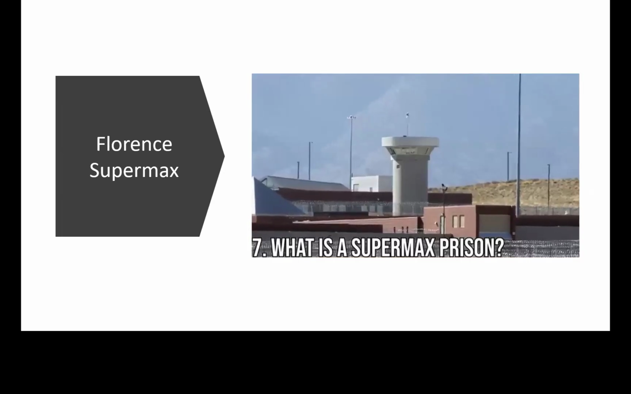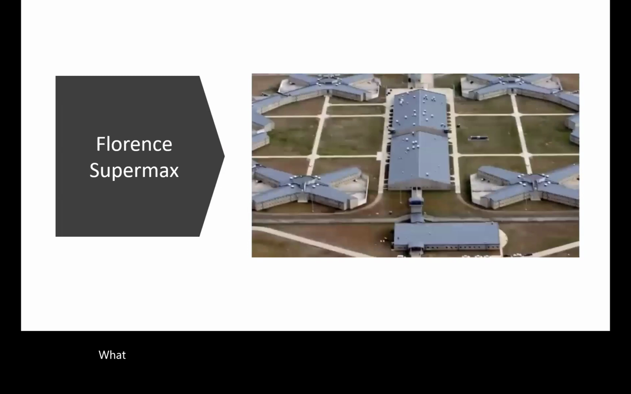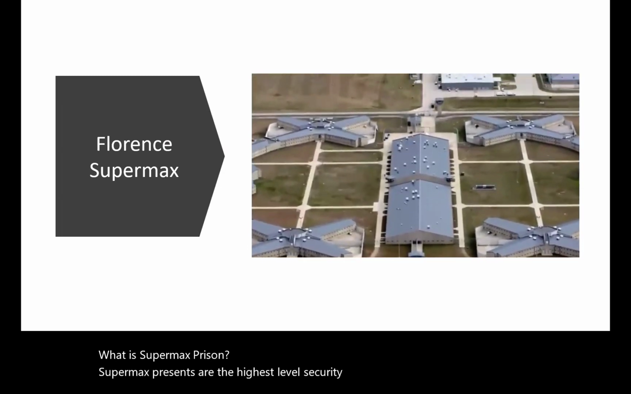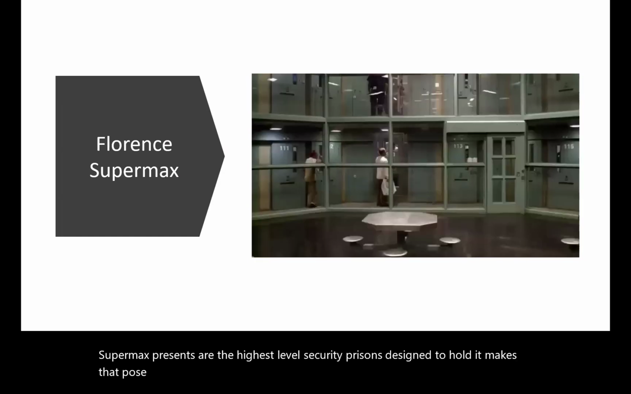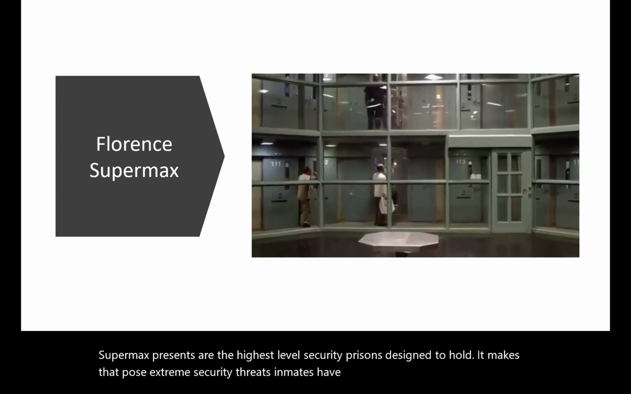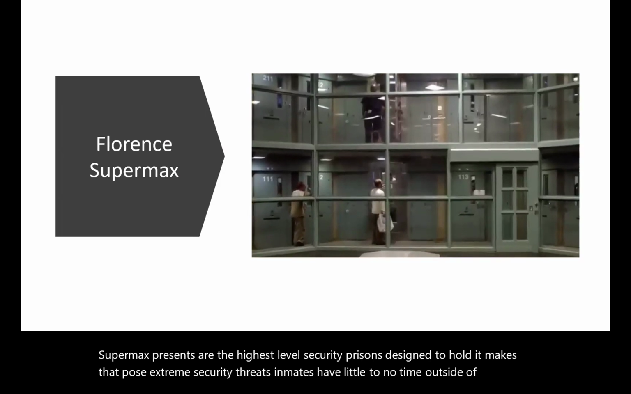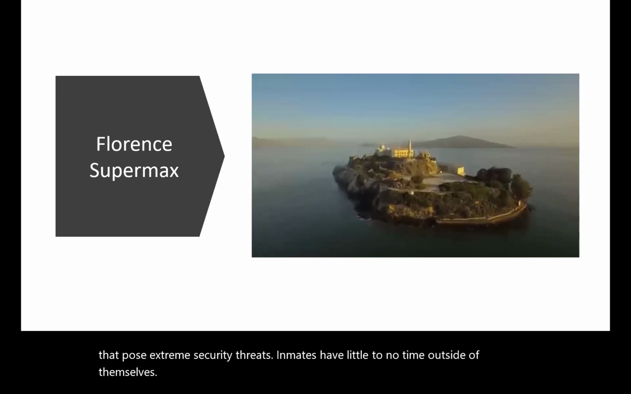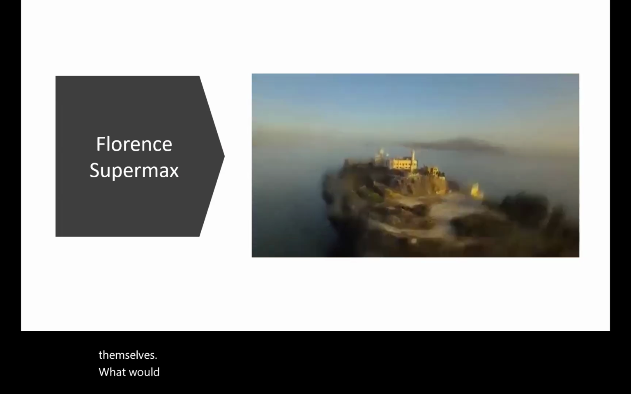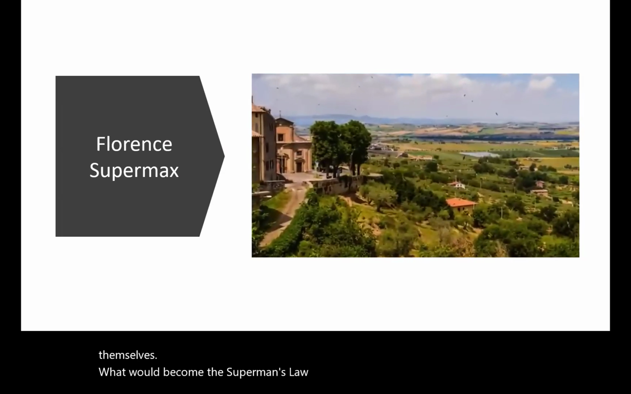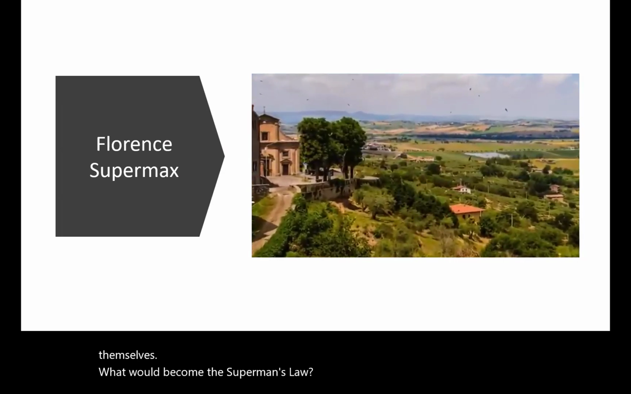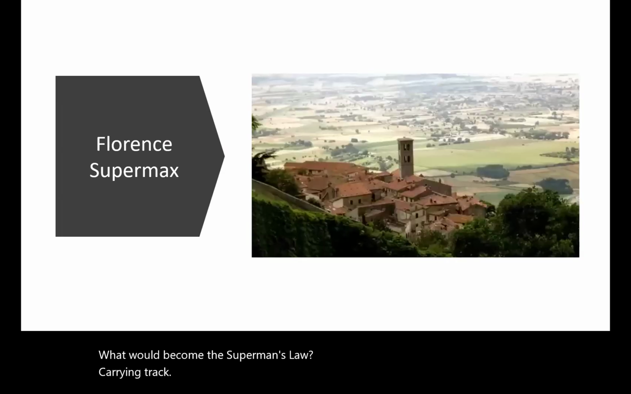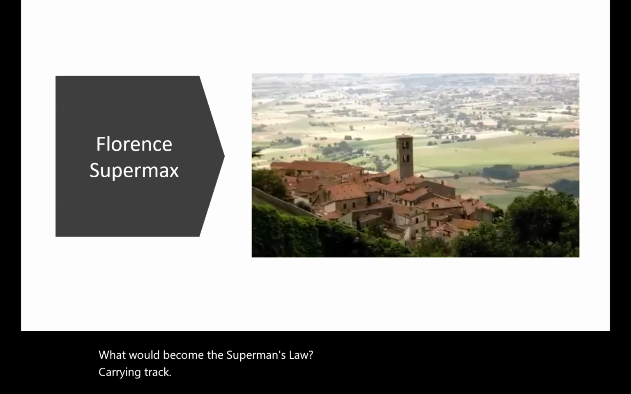Number 7, what is a Supermax prison? Supermax prisons are the highest level security prisons, designed to hold inmates that pose extreme security threats. Inmates have little to no time outside of their cells, very few activities, and very little contact with other humans. Alcatraz is considered to be an early example of what would become the Supermax model. The controversial penitentiary on the outskirts of Florence, a small rural town once founded as a pass-through for coal-carrying trains in the 1800s, first started housing inmates in 1994.